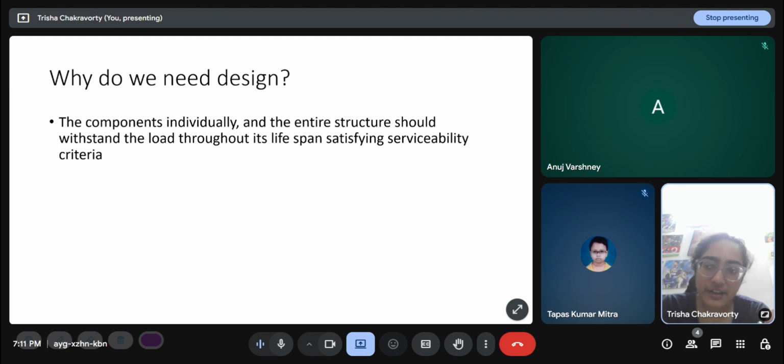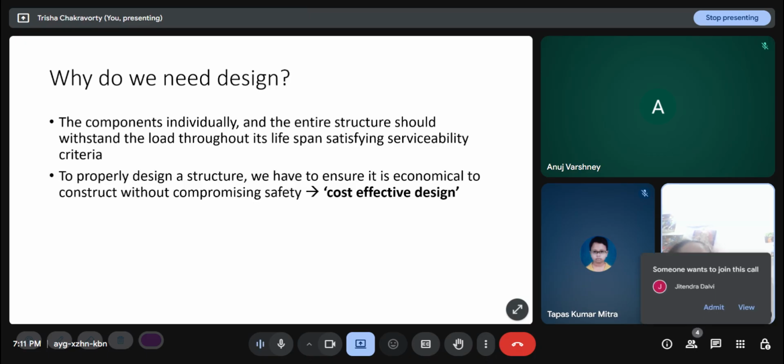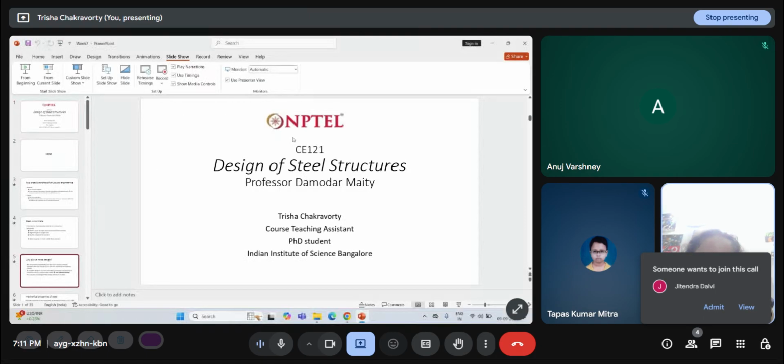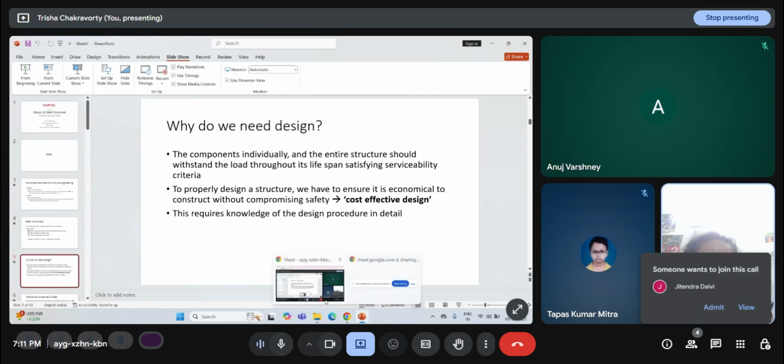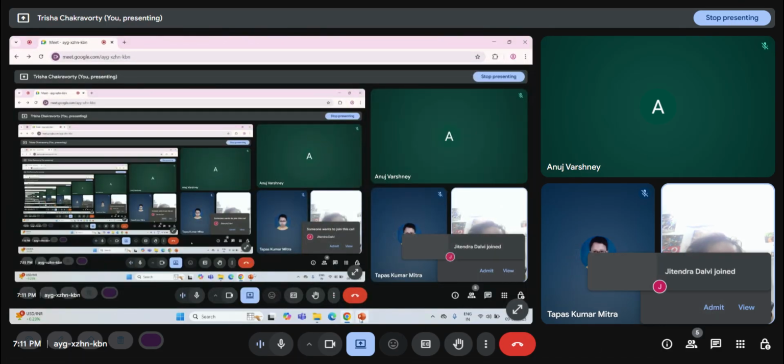And after the lifespan is over, we don't have to break down the entire structure necessarily. A major repair or a structural health monitoring engineer should be hired to check whether the structure is still functional. If not, they may need major repair, and if it is in very bad condition, it might need to be reconstructed. To properly design a structure, we have to ensure it is economical to construct without compromising safety.